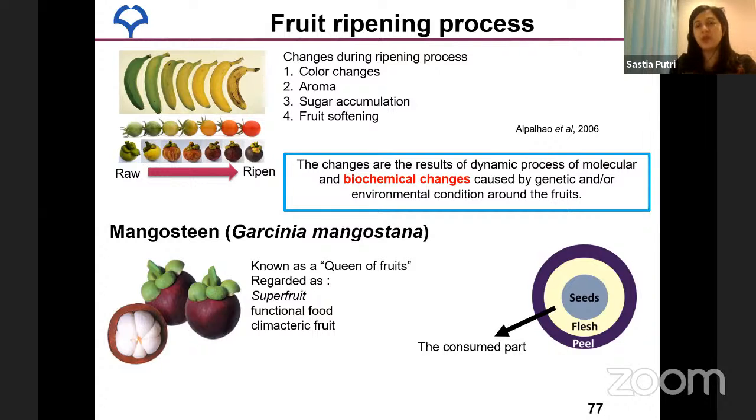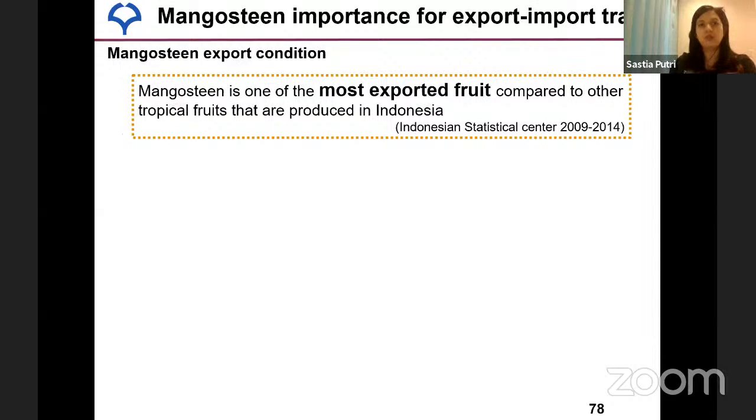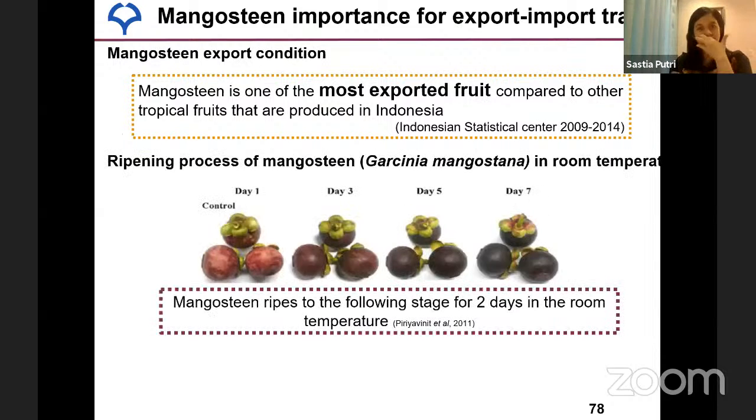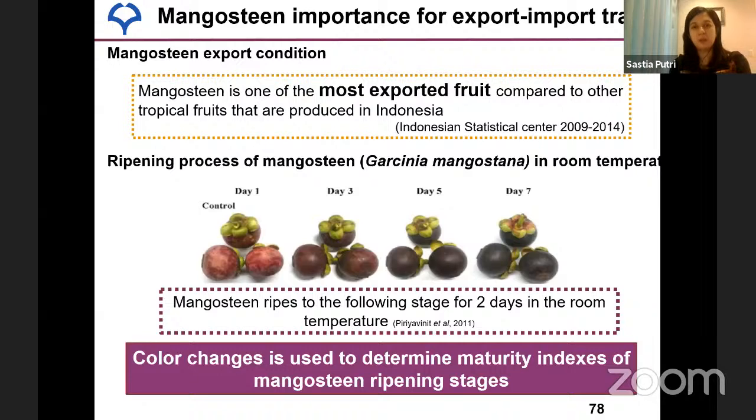So these changes are the result of dynamic processes of molecular and biochemical changes, and we would like to monitor the metabolite changes that happen during the ripening of mangosteen. So why mangosteen? Because it is still one of the most exported fruits compared to other tropical fruits that are produced in Indonesia. But there is a very big challenge to keep mangosteen shelf life, because after it is taken from the tree, it ripens to the following stage in 2 days at room temperature, and the color changes quite rapidly.